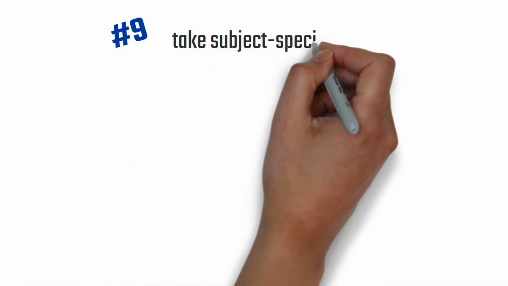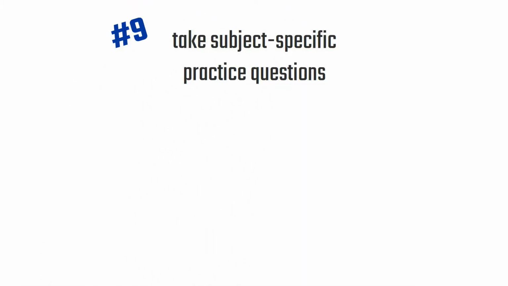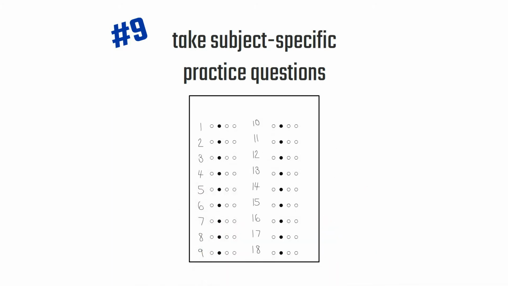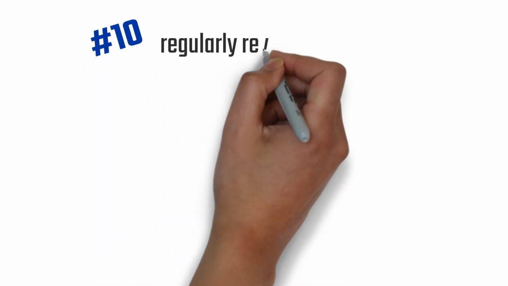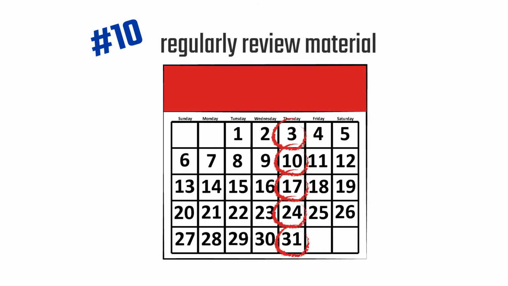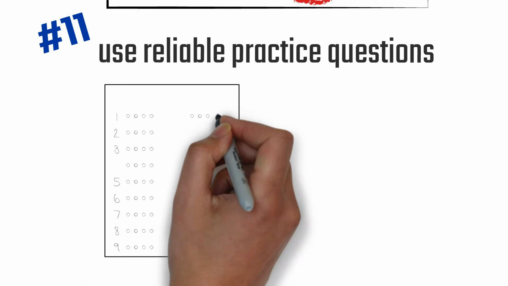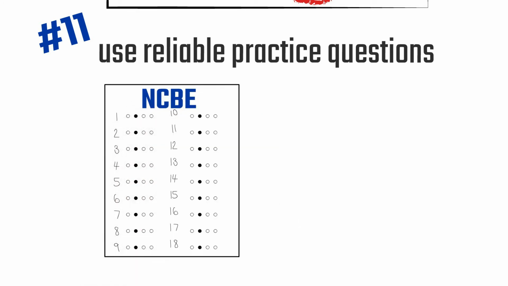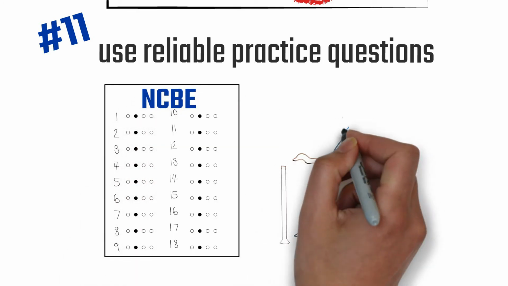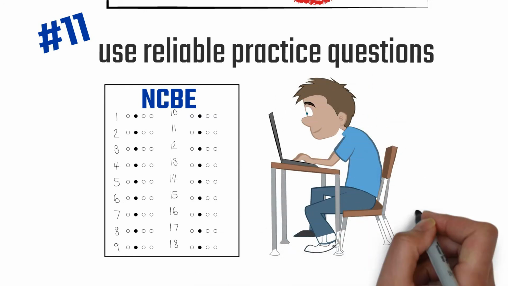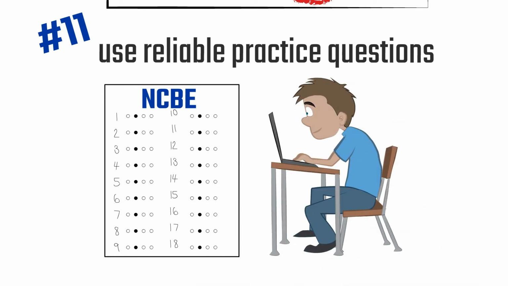Tip number 9, once you've memorized an outline for a subject, take some subject-specific practice questions. This will help you confirm competence before moving to another subject and further aid in chunking, putting information in the right buckets in your brain. Tip number 10, regularly review memorized material. Regularly means at least weekly. Tip number 11, use reliable practice questions. The NCBE, again, the company that makes the UBE, also sells practice questions. They're invaluable. You can buy directly from the NCBE or from a place like Crescendo.